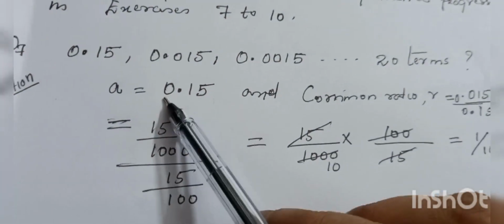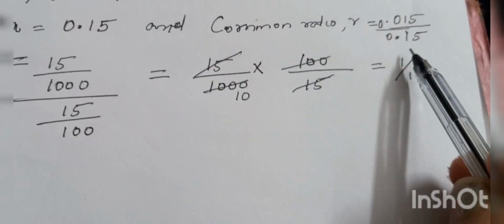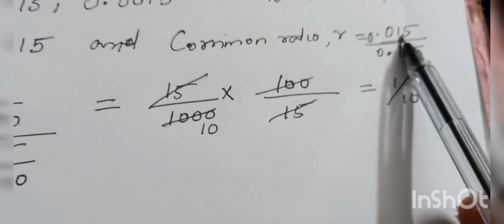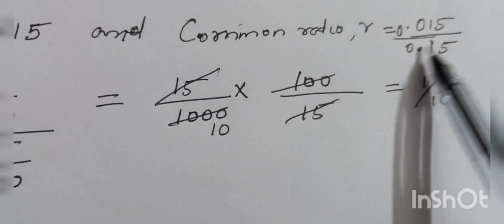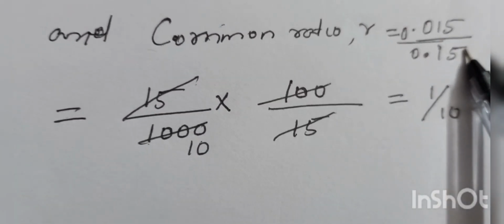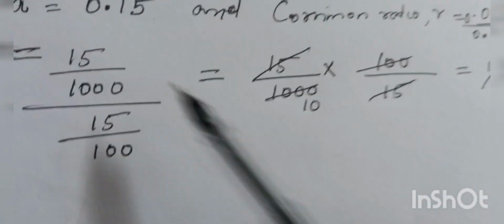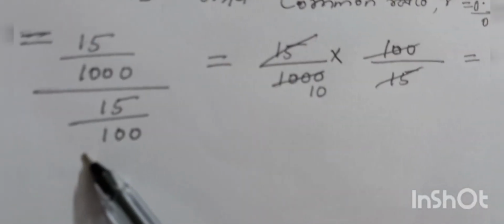So, A is equal to 0.15 and common ratio R is equal to 0.015 divided by 0.15. So, how many decimals are over here? 3 decimal places. Here, how many decimal places? Only 2 decimal places. So, 15 divided by 1000 we have to do, isn't it? Then how many decimal places over here? 2 decimal places. So 15 divided by 100 we have to do.